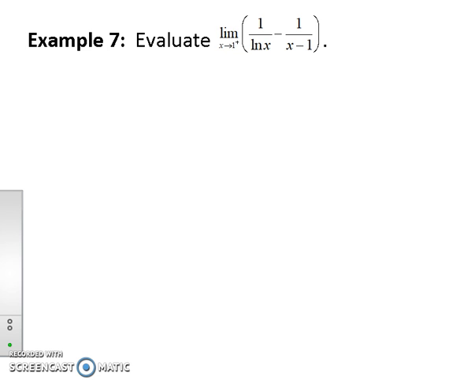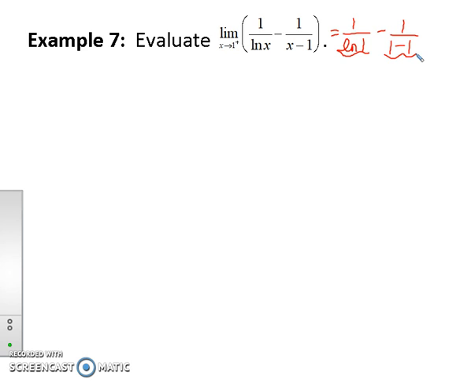So we're going to start here with example 7, where we're trying to evaluate the limit as x approaches 1 from the right of 1 over the natural log of x minus 1 over x minus 1. Just looking at that right off the bat, if you try to substitute 1, you end up with 1 over the natural log of 1 minus 1 over 1 minus 1. Both of these give you 0 in the denominator. So that is an indeterminate situation, and we would need to apply L'Hopital's rule to it.